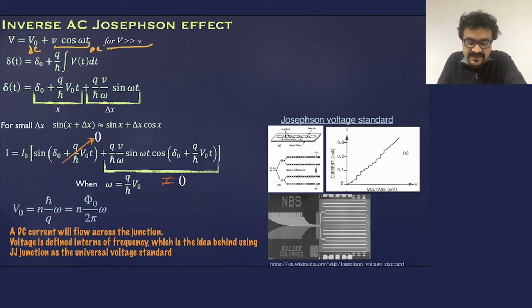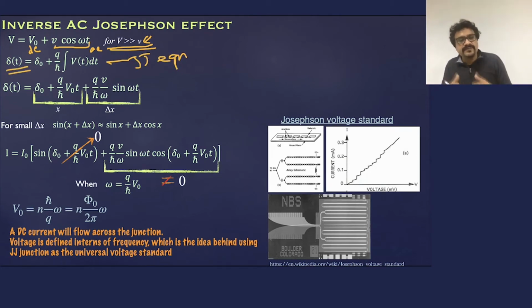But the condition here is that the DC voltage is far more in magnitude compared to the magnitude or amplitude of the AC voltage. Now, from the Josephson equation, we have the time varying phase difference, delta(t), which is delta 0 plus Q by H bar integral V(t) dt.